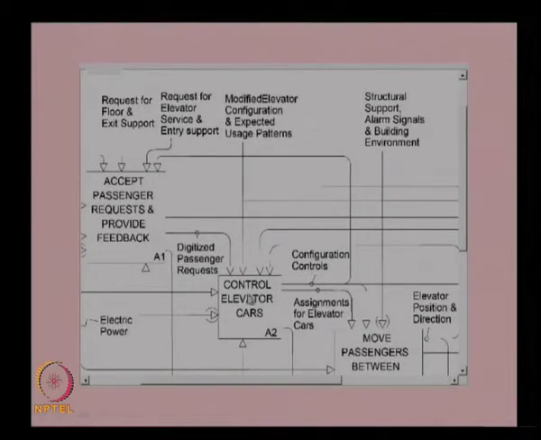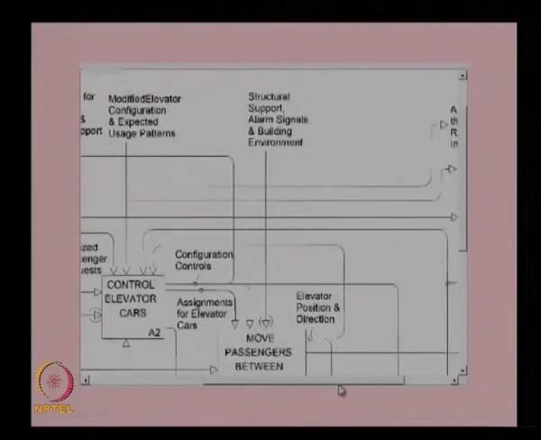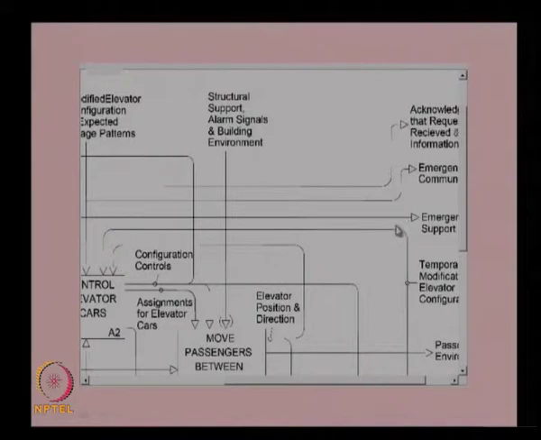and some of the outputs will be going to function A2. As you can see here, one of the outputs from this function is the digitized passenger request. Here the passenger request is digitized and sent to the next function called control elevator cars. This is the function A2, and from here you can see there are other inputs also coming, like modified elevator configuration and expected usage pattern. We discussed this input in the context diagram. So, that input is coming to control elevator cars.